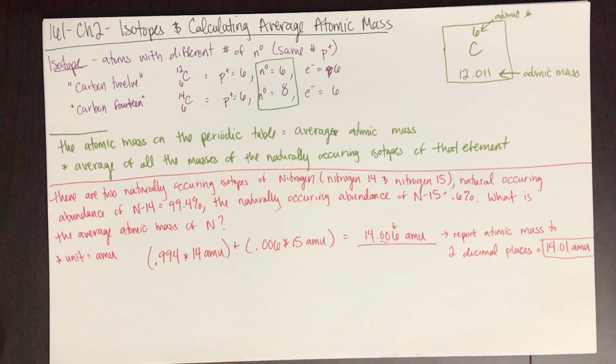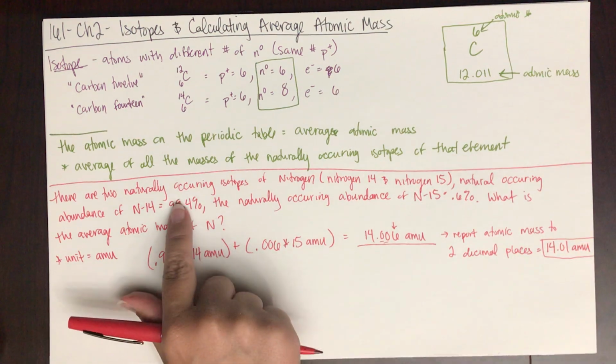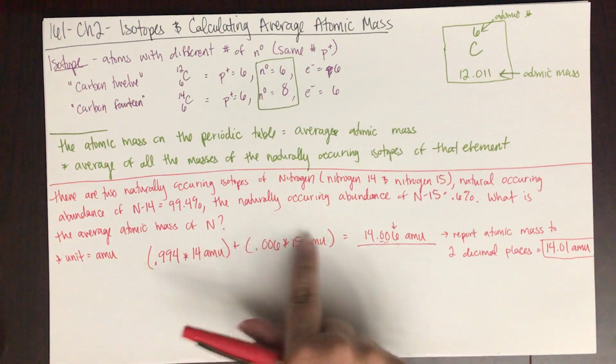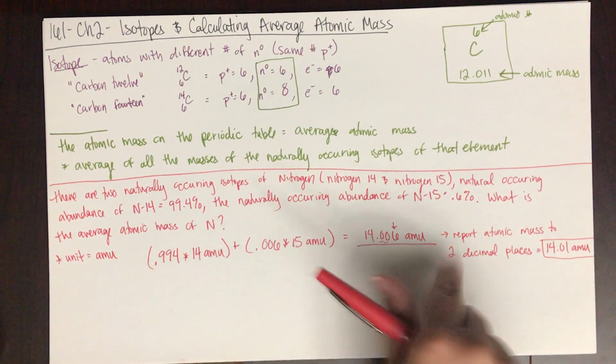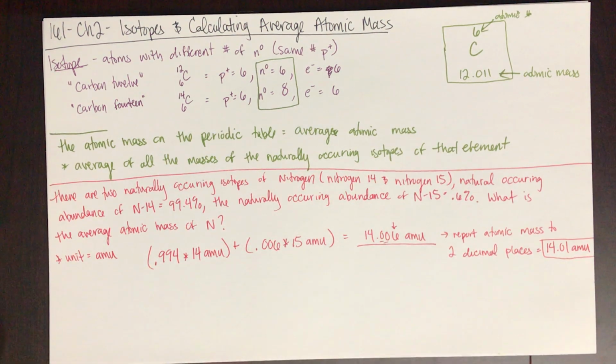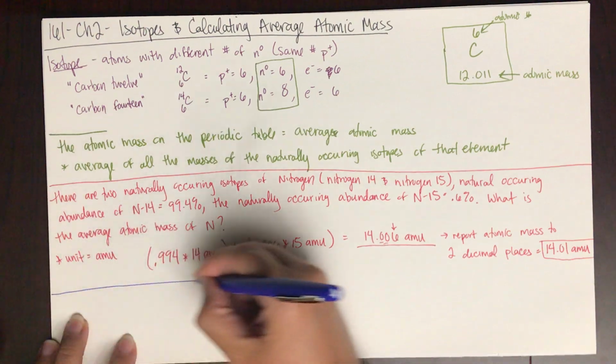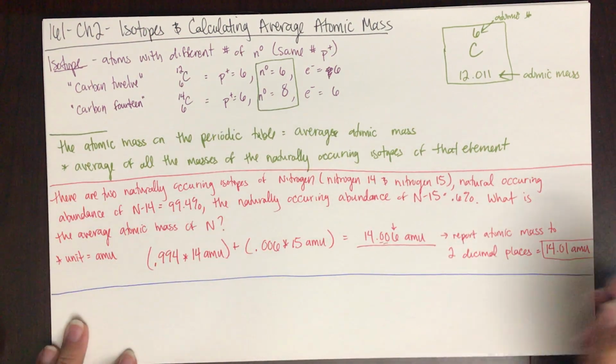So you multiply the percent abundance times the mass of that isotope, and then you add those masses together for each of the isotopes to determine the average atomic mass. Let's do one more. I'll give you a table this time.